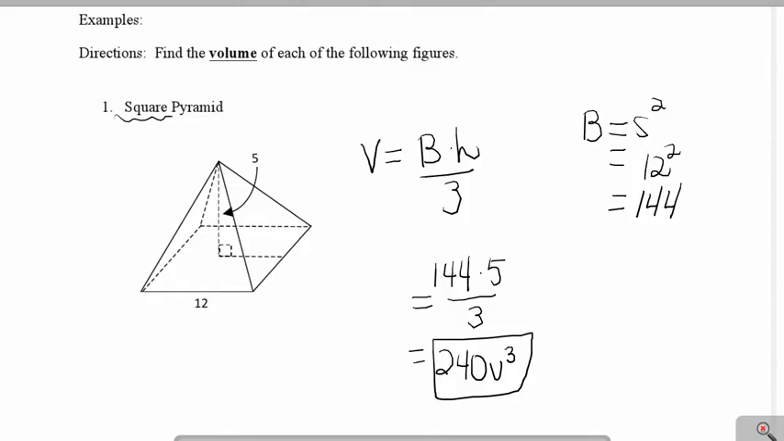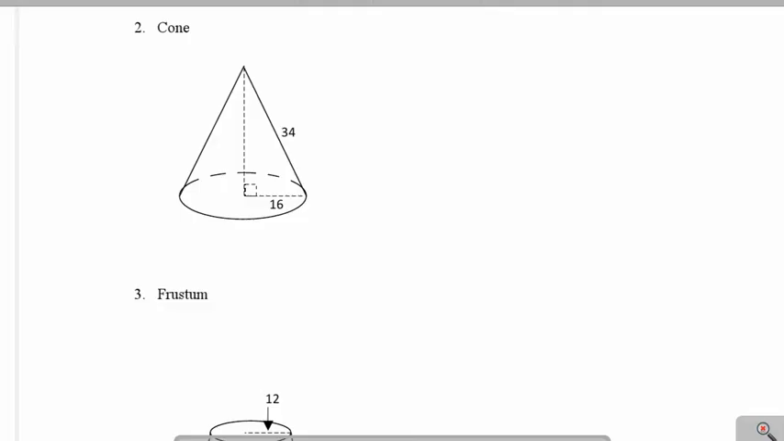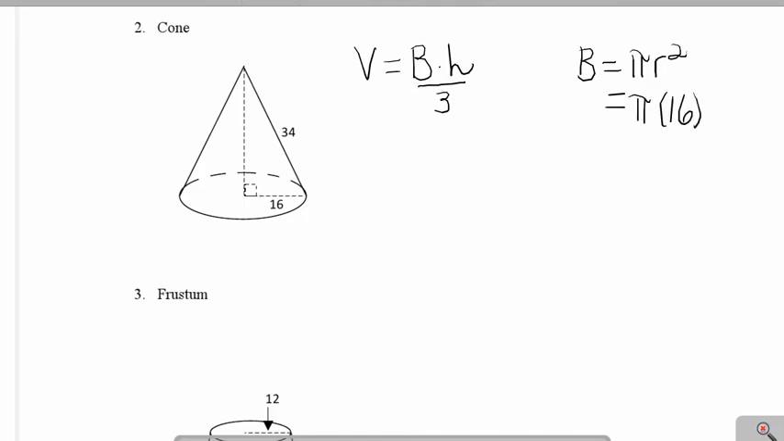Now let's move on and flip to the back to try some other examples. In example 2, we have a cone, so to calculate the volume of the cone, I'm going to take the area of the base times the height, divide it by 3. To calculate the area of the base, since it's a circle, I'm going to use my circle formula, pi r squared. I know the radius is 16, so I need to square 16 to get 256. So I have 256 pi as the area of the base.